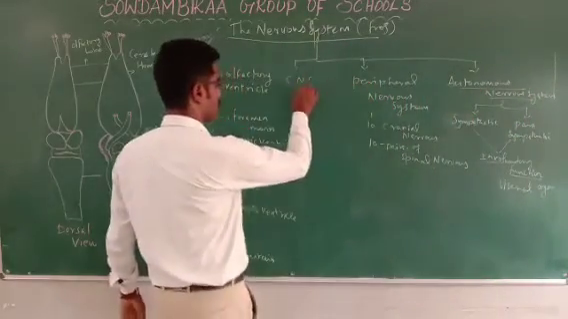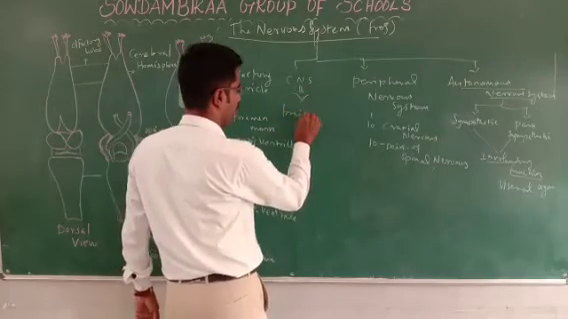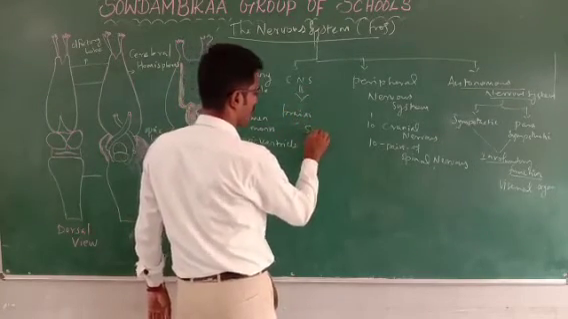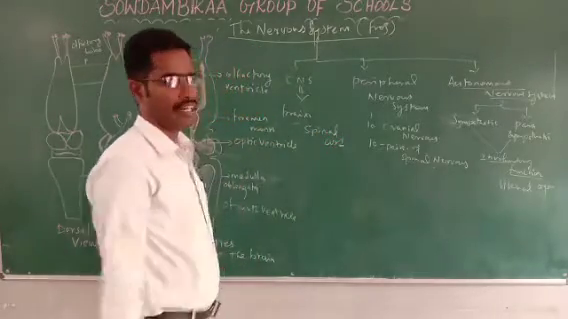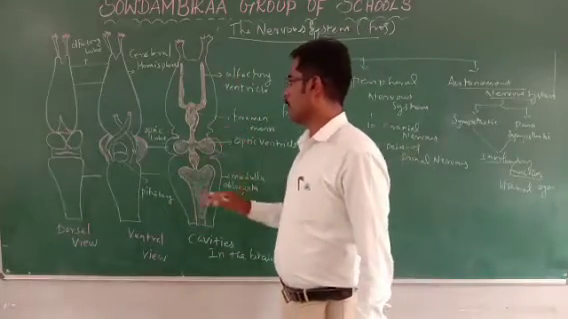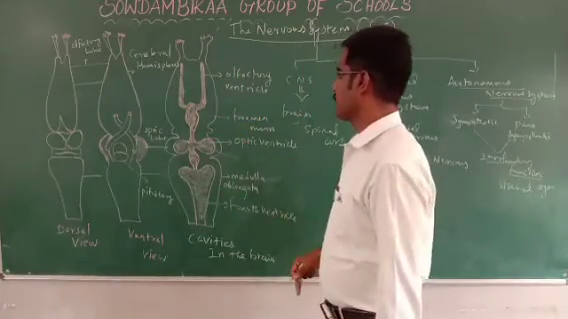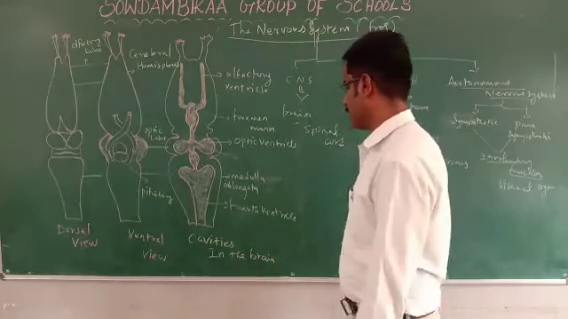The central nerve system again consists of brain and spinal cord. Here you see the diagram: the brain in dorsal view and also ventral view, and the cavities in the brain.